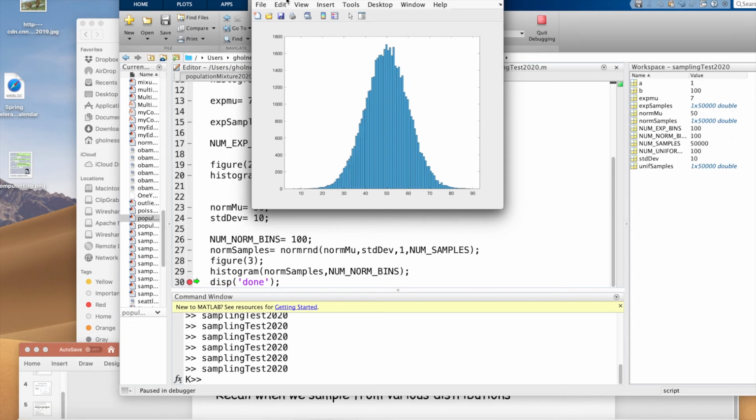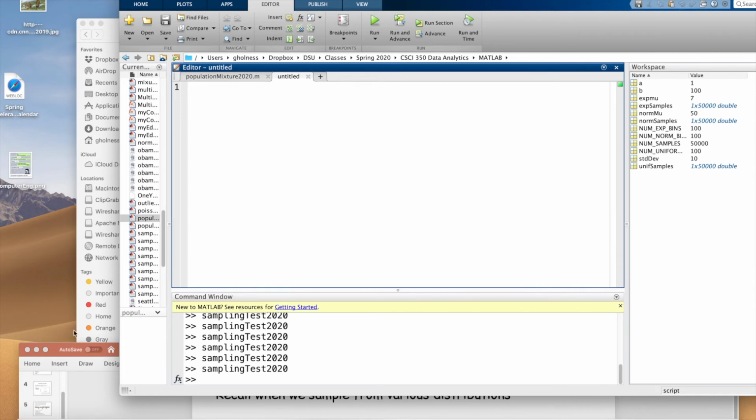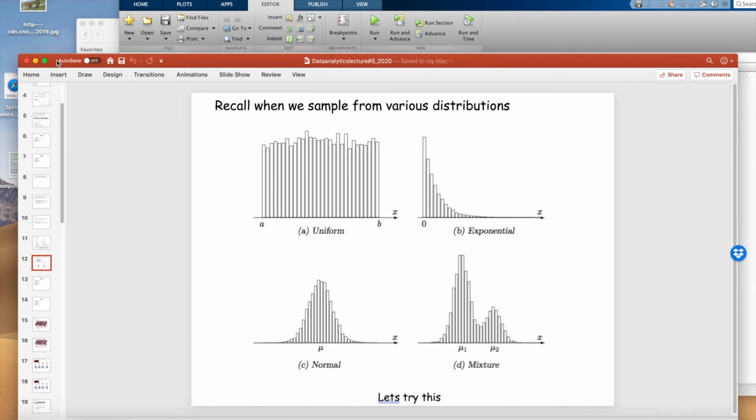That makes sense? Okay, and I will certainly post this on the blackboard alongside the module for lecture five. Okay, so that's sampling test. Let's go forward in the slides. Let me do a time check. It is 10:15.